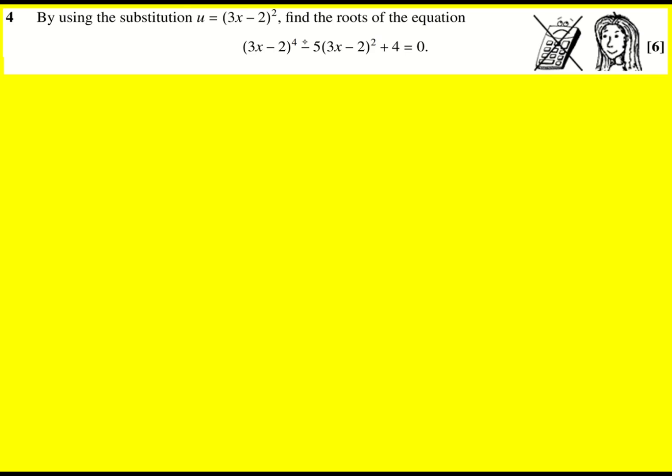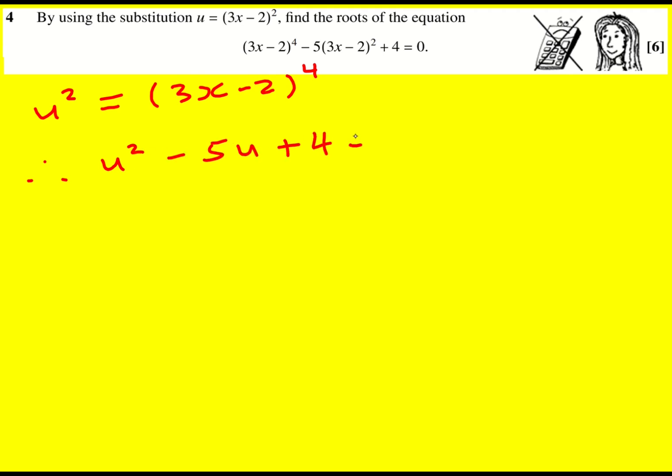We're asked to use a substitution here. Essentially, this is a hidden quadratic, but we're being guided along the way. So if u is equal to (3x - 2) all squared, then u squared will be this thing squared, which will be (3x - 2) to the power 4. And that means we've got u² - 5u + 4 = 0.